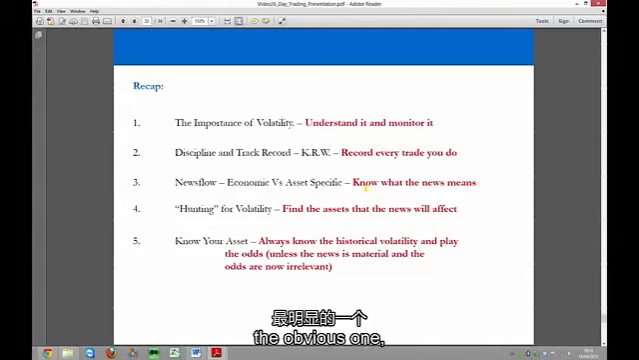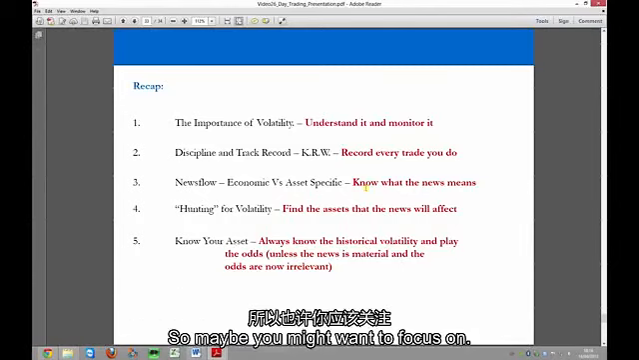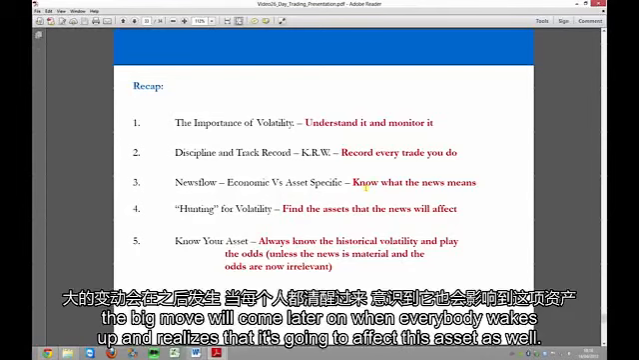Most of the time, the obvious one will move almost immediately, and a lot of the opportunity will be gone within a few hours. So maybe you might want to focus on assets further down the value chain, where the big move will come later on when everybody wakes up and realizes that it's going to affect this asset as well.